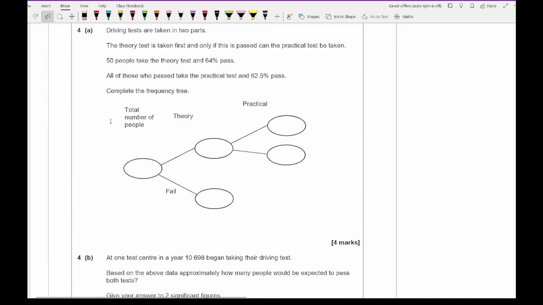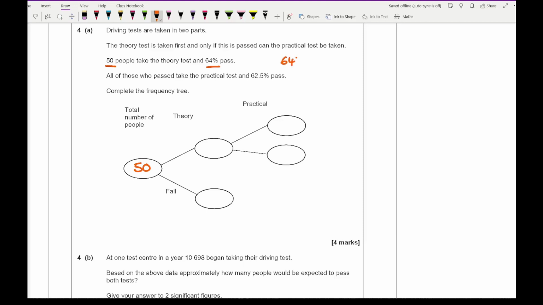Then moving on to question 4, it says driving tests are taken in 2 parts. The theory test is taken first, and only if this is passed can the practical test be taken. 50 people take the theory test, in which 64% pass. All of those who pass take the practical test, and 62.5% pass. Complete the frequency tree. First things first, we know that 50 people take the theory test, so that's going to be 50. And of those 50, 64% pass.